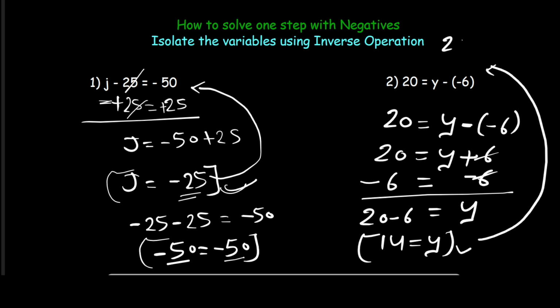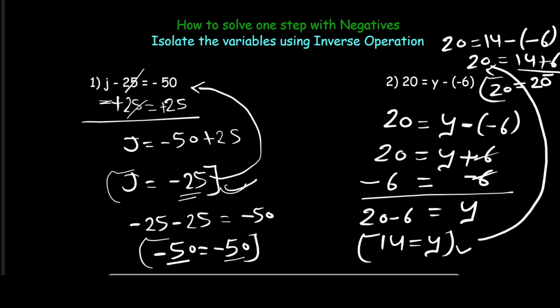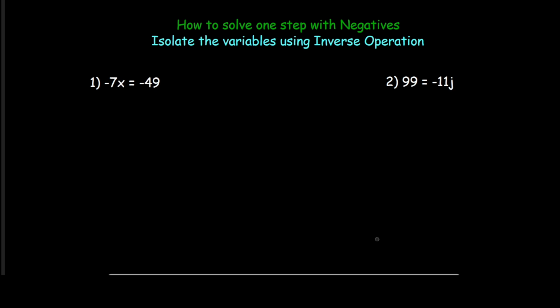So 20 equals y means 14 minus parentheses minus 6. So 20 equals 14 minus and minus gives us 6, plus 6. And if we add both of these two terms, it will give us 20. So 20 equals 20. So left hand side is equal to right hand side. It shows that our solution, which is y equals 14, is correct. That is how we solve one-step subtraction equation with negatives.